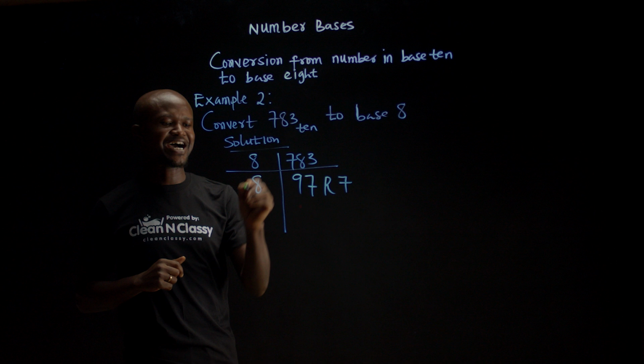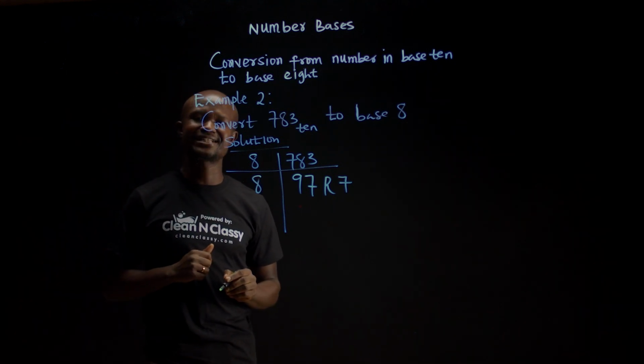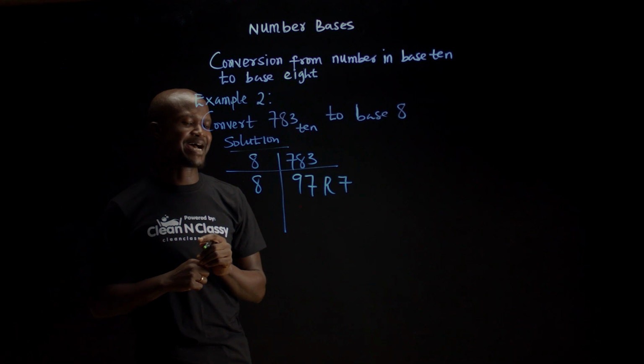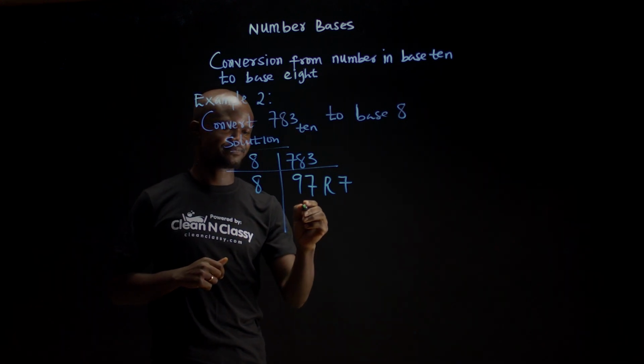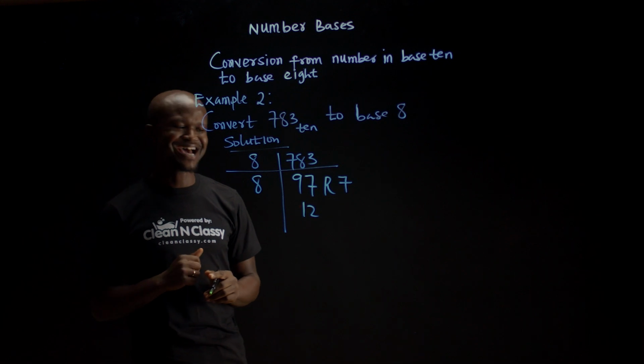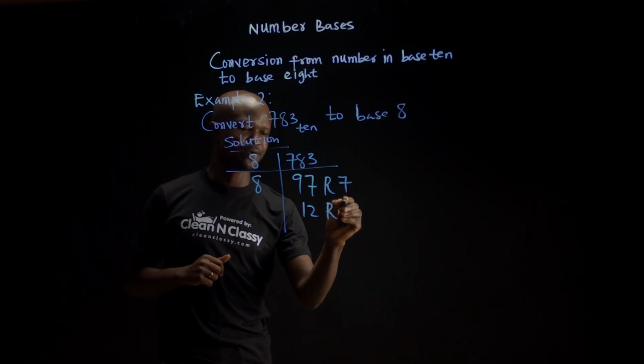Now, let's divide again. Dividing by 8, what do we have? 97 divided by 8, what are you going to have? 12, because 12 times 8 is what? 96. So that will be remainder 1.